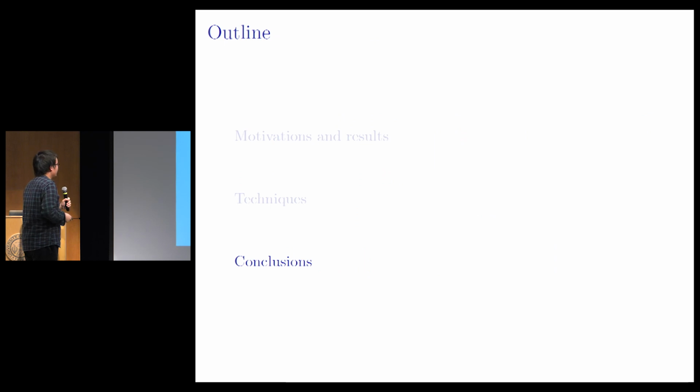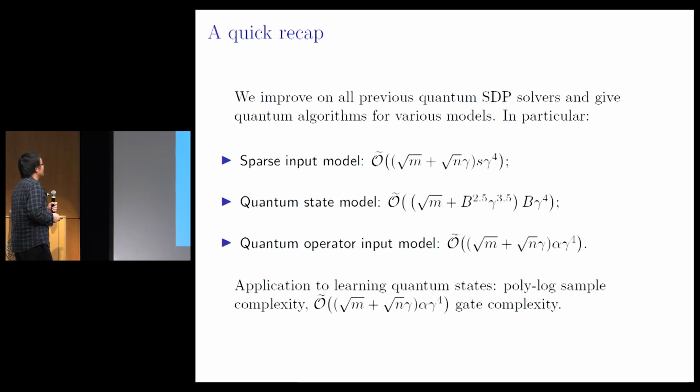This is quite close to the end of my talk, so let me make some conclusions. A quick recap: we have three models that can solve SDPs by quantum algorithms more efficiently, and we also have an application to the problem of learning quantum states, where we can keep the original sample complexity but give a more efficient quantum circuit for the task.